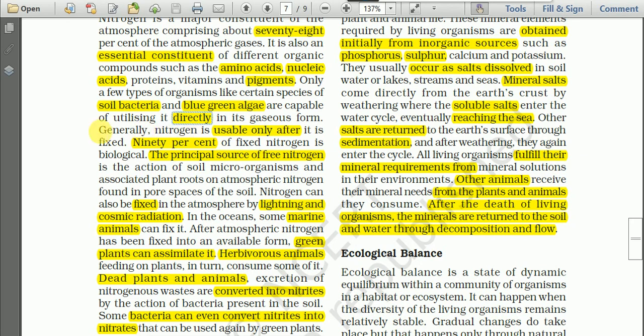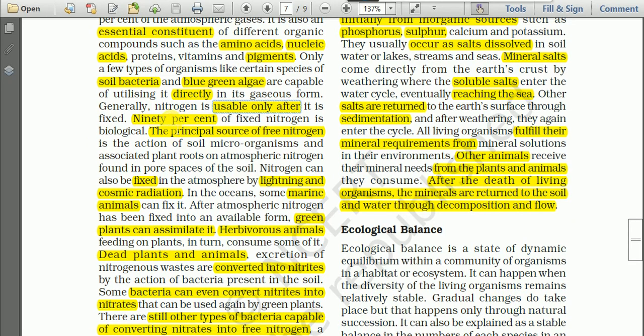And generally nitrogen is usable only after it is fixed, including by human beings. Plants, human beings, animals can use nitrogen only if it is fixed. Only soil bacteria and some blue-green algae are capable of utilizing it directly. 90% of fixed nitrogen is biological. So most of the fixation of nitrogen from the atmosphere into the soil is done by this biological process.